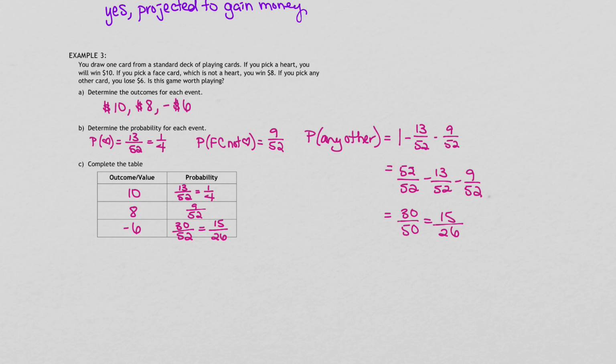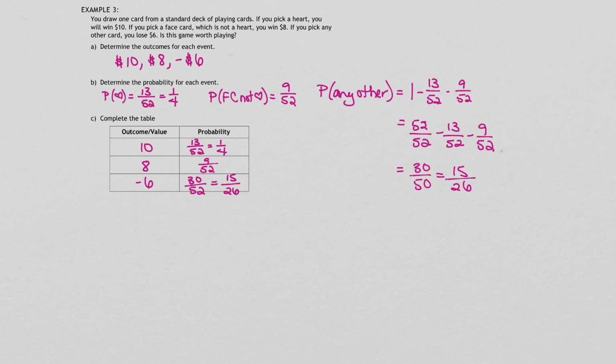And then part D is going to ask us to find the expected value. I'm going to stay here since everything's in front of me. So we'd have 10 times, and again, I'm going to keep the 52s to stay with a common denominator. So 10 times 13 over 52 plus 8 times 9 over 52 plus negative 6 times 30 over 52.